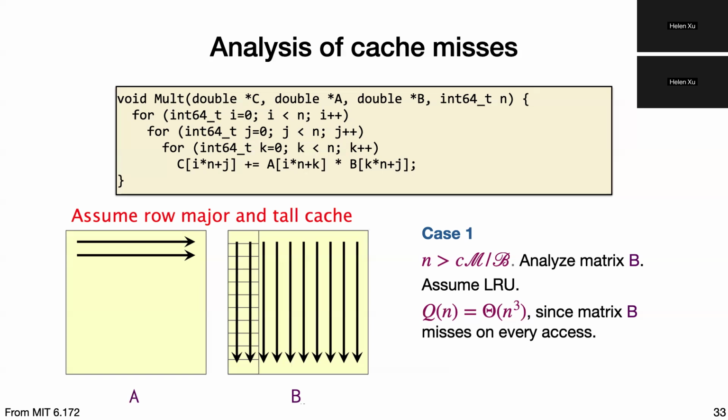The cache, total number of bytes in the cache is at least b squared. So the total number of lines is at least b.